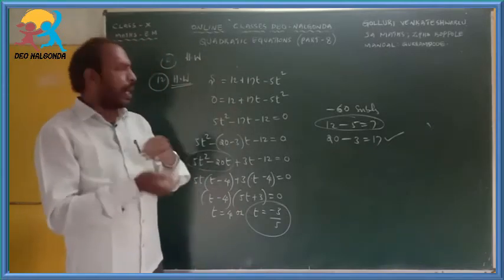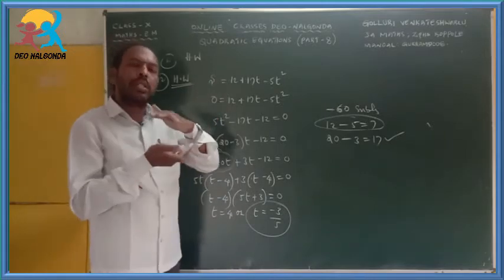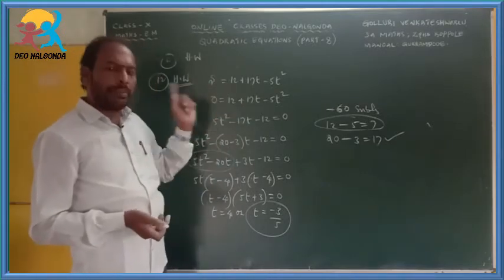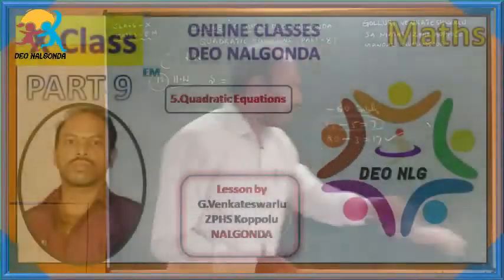When it touches the ground, it means the distance between the stone and the ground is taken as 0. So simple, very simple question. Next, look at another one.